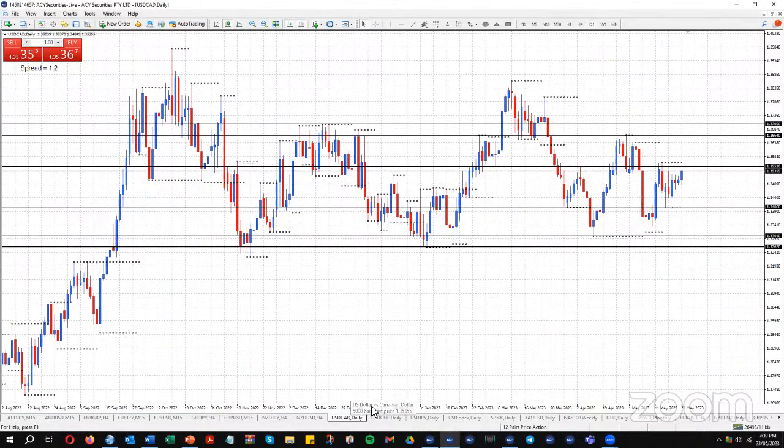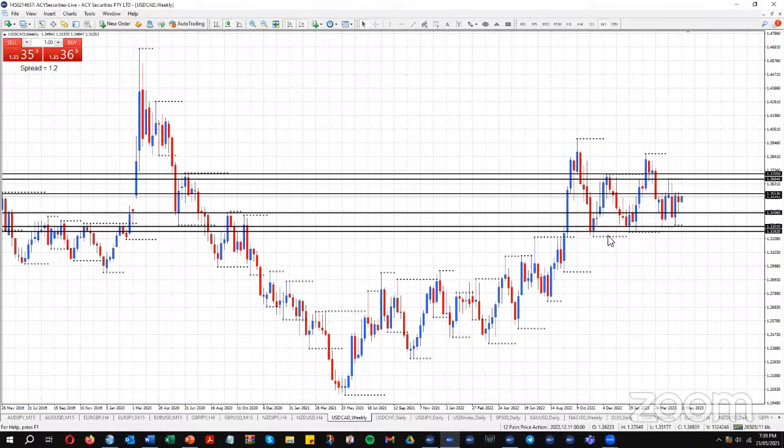All right, dollar Canadian, very range bound, day support, day resistance. From a weekly perspective, we've got all these higher bottoms coming into play. I'm anticipating with the US dollar strength, we're moving up.